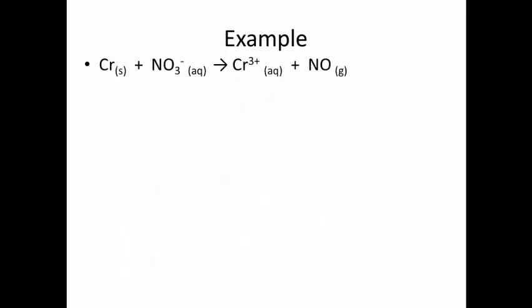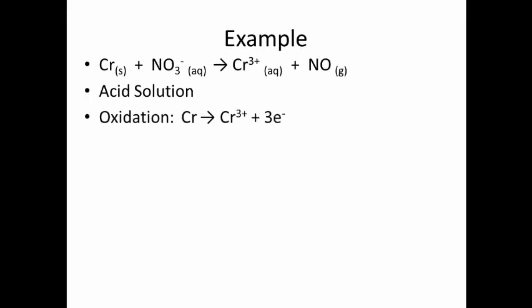Here's an example where we can show this whole thing from beginning to end. We start with chromium and react it with some sort of nitrate. The chromium ends up becoming chromium ions, and the nitrate ends up becoming nitrogen monoxide, in an acid solution. Our oxidation step is the chromium losing 3 electrons. Our reduction step is the nitrogen gaining 3 electrons. This is similar to the copper reaction we just looked at.